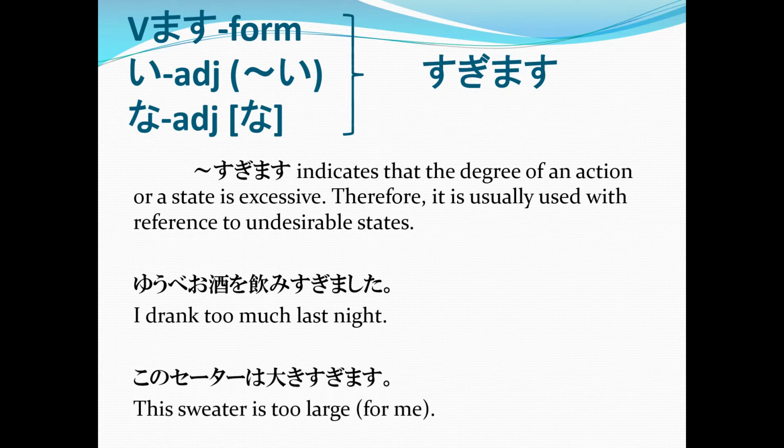Another example: Kono seta wa oki sugimasu. The sweater is too large for the speaker. Again, the sweater is too large. See that using sugimasu means that whatever is over the top or excessive is in an undesirable state, or you don't want it, or it's too much for you. Wakarimashita? Wakatta ne?